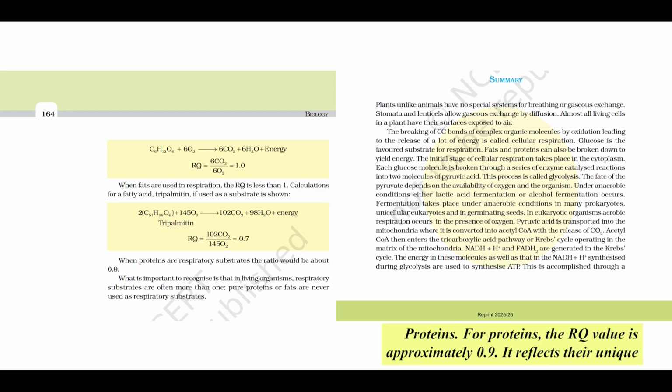Proteins. For proteins, the RQ value is approximately 0.9. It reflects their unique composition, somewhere between fats and carbohydrates. Organic acids. Interestingly, for some organic acids, the RQ can even be greater than 1. This happens if the acid already contains a lot of oxygen relative to carbon, requiring less external O2.